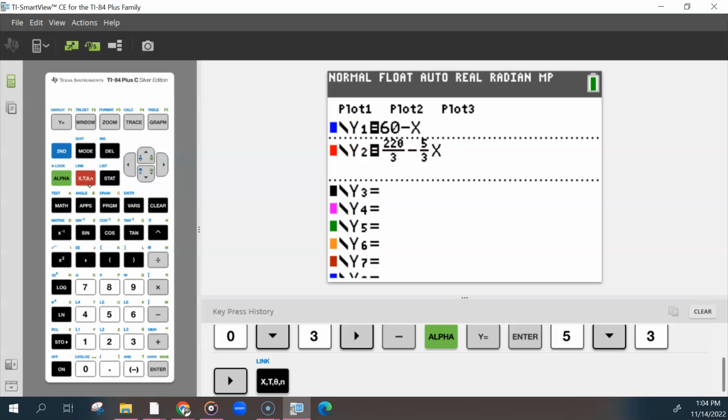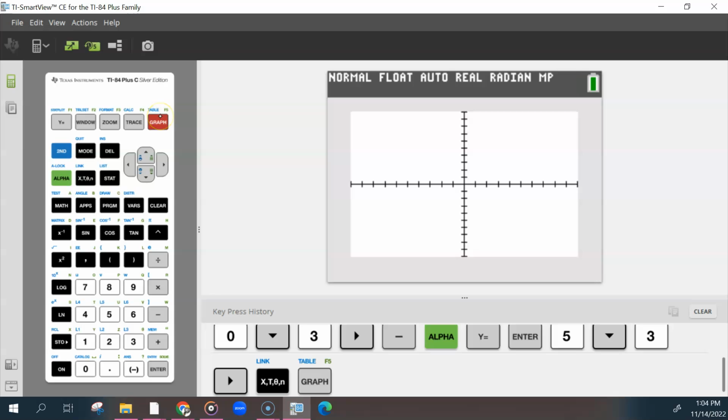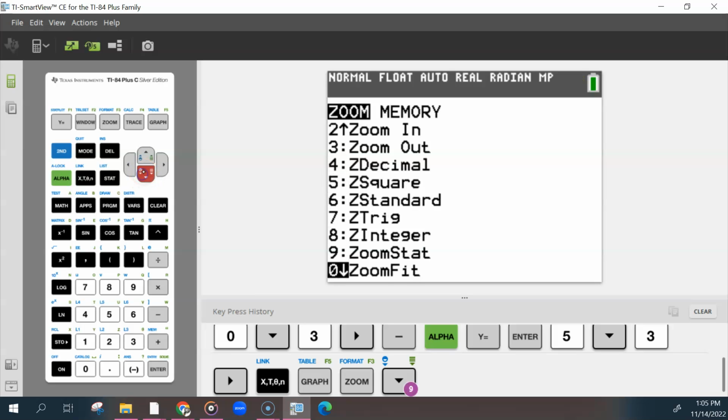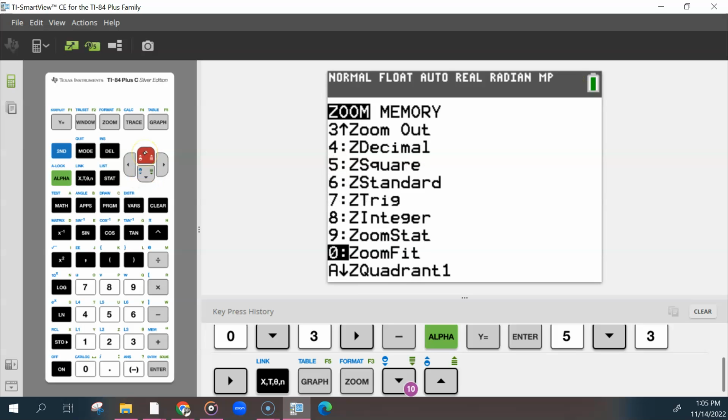Once you have your equations in your calculator, you're going to go ahead and graph it. And one of two things will happen. You'll either see the lines or you won't. Sometimes you won't, depending on the numbers you put in. 220 over 3 is a big number. So this is 10 by 10. So we need to zoom out or zoom something to fit it. So I'm going to go into zoom, scroll all the way down to 0. Look for zoom fit.